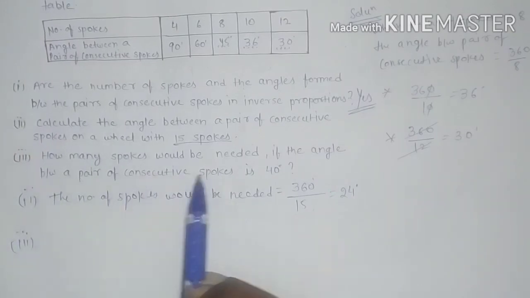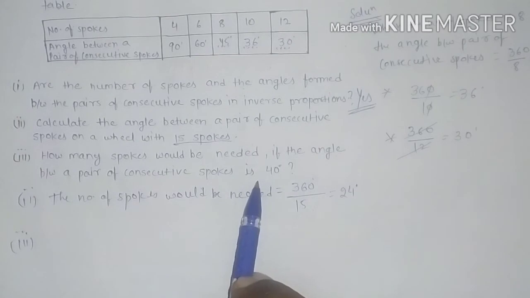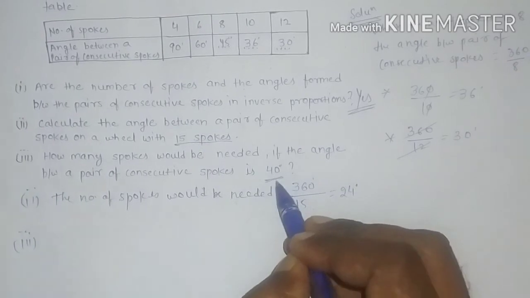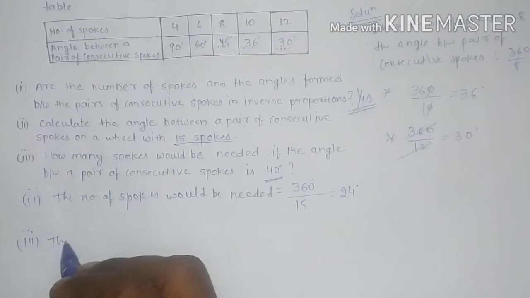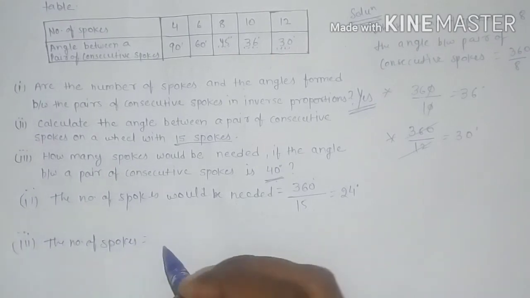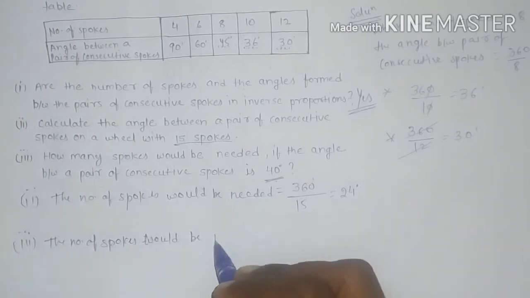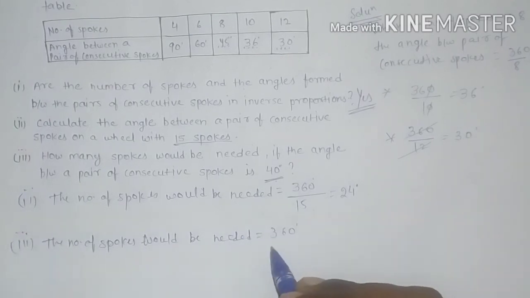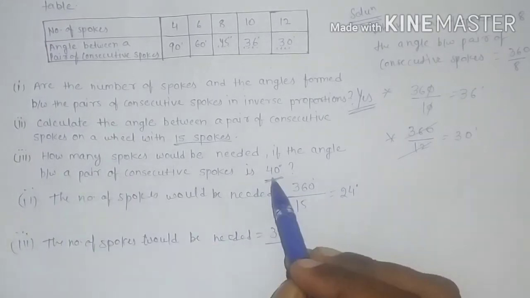how many spokes would be needed if the angle between a pair of consecutive spokes is 40 degrees? Okay, so the angle between a pair of consecutive spokes is given as 40 degrees. We have to find the number of spokes. Okay, so right here the number of spokes would be needed equals to 360 divided by what is given, third one, 40 degrees.